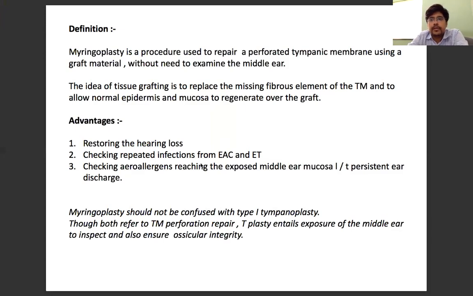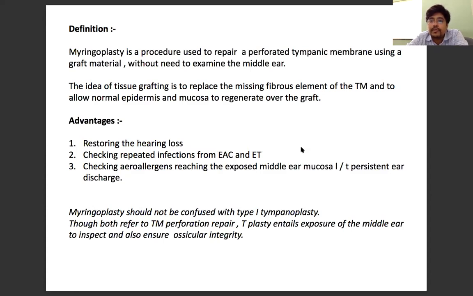Hello everyone. So today we are going to discuss myringoplasty. Myringoplasty is a procedure used to repair a perforated tympanic membrane using a graft material. As you know, there are various graft materials which we can use. We're going to discuss those graft materials afterwards. Now what is myringoplasty? That I just told you.